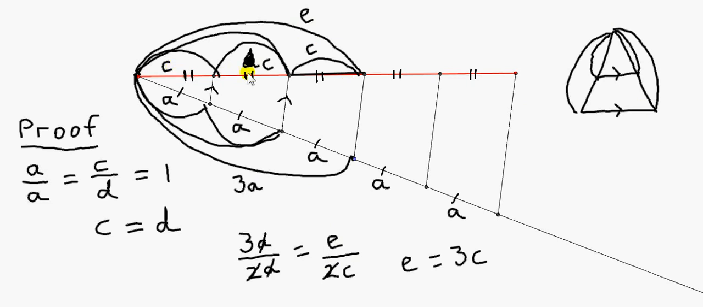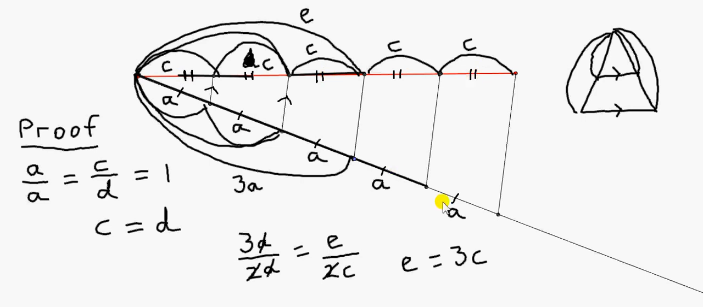So we've shown that these three lengths are the same, and we can continue on. We can take a look at the next triangle, and we can do something similar to prove that the distance from here to here is also equal to C. And extending further, we can prove that this distance here is also C.